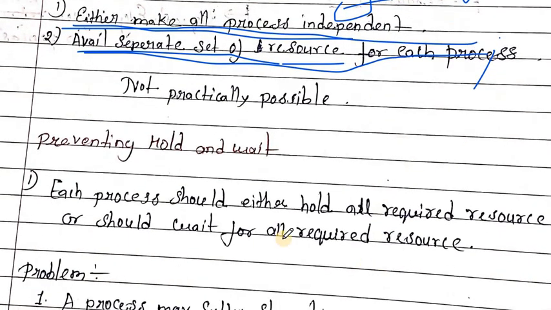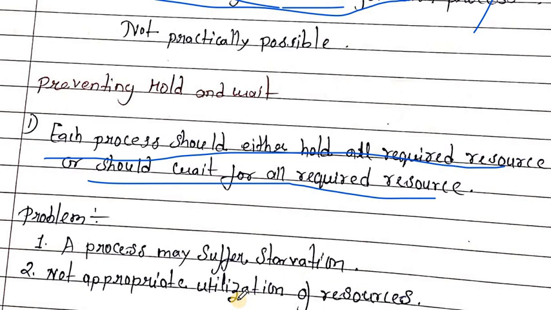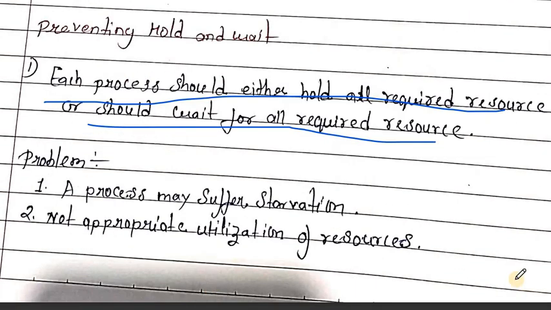Okay. Now preventing hold and wait. How to prevent hold and wait? Each process should either hold all required resources or should wait for all required resources. Preventing hold and wait means that if a process is holding some resources and waiting for some other resource.